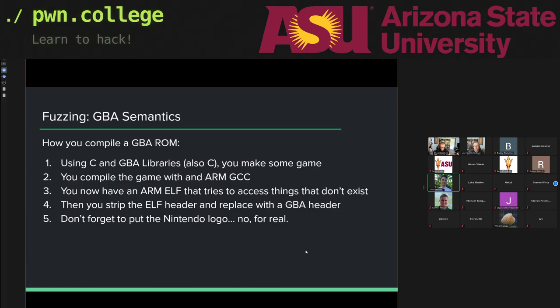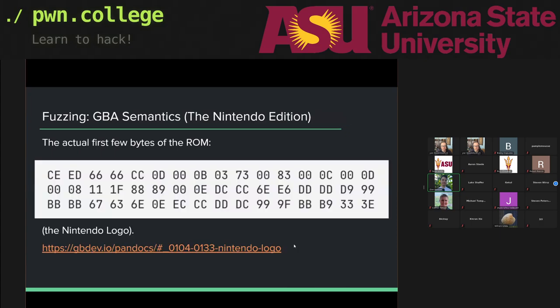So then the next thing that happens is the magic, which is stripping the ELF header and replacing it with a Game Boy Advance header. And this is just one script that you can find inside the Docker repo. It's a nifty little script. And then the fifth thing, of course, is don't forget to put the Nintendo logo in the header. This is real though. Like actually, don't forget to put the logo. If you don't put the logo, it's not a valid Nintendo game.